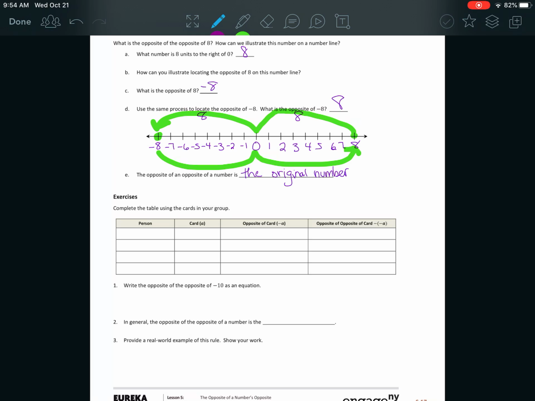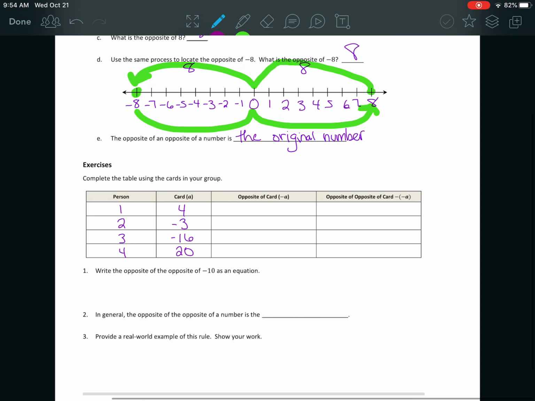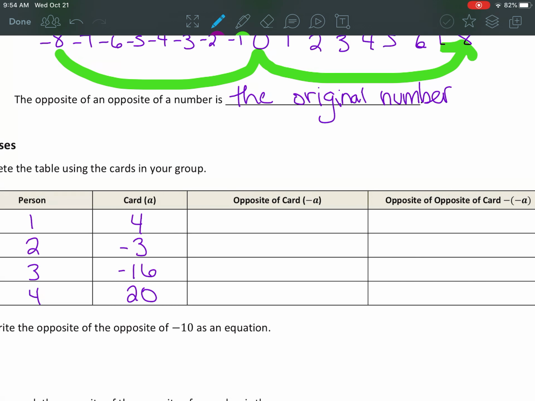Alright, if you are doing this from home, let's just do this really quick. We'll have 1, 2, 3, 4 people. Let's say person 1's card says 4, person 2 says -3, person 3 has -16, and person 4 has 20. We want the opposite of the card. So that would be -4.